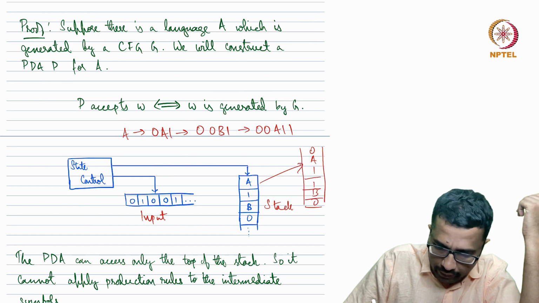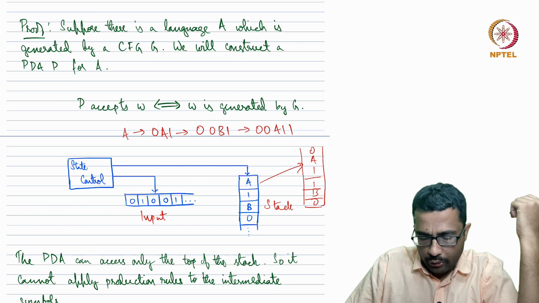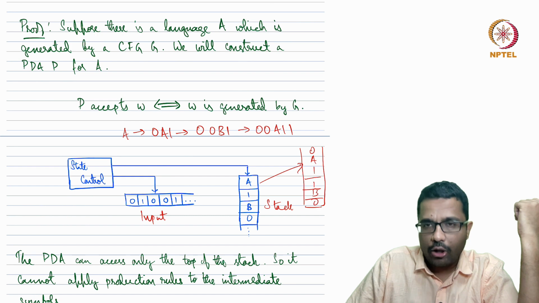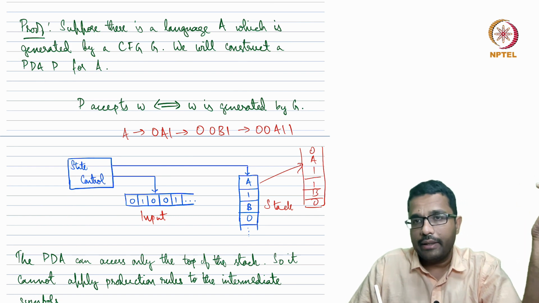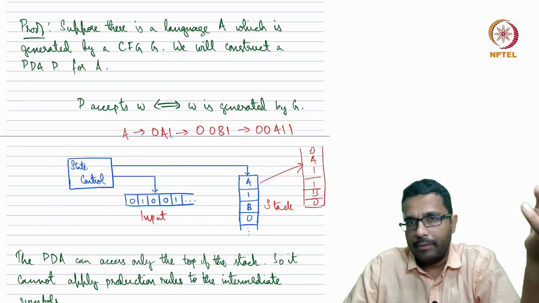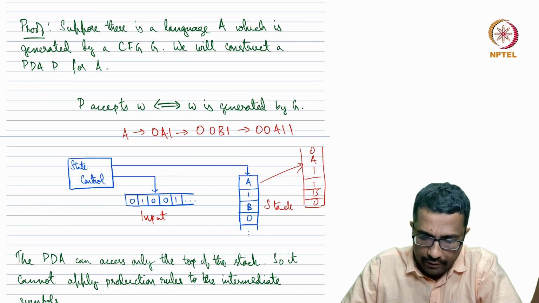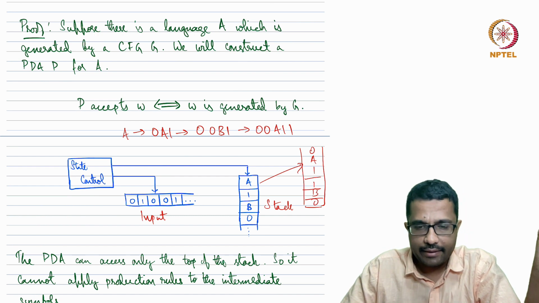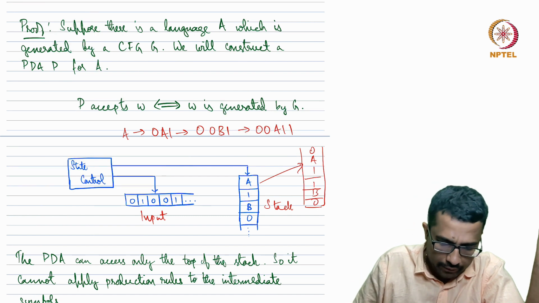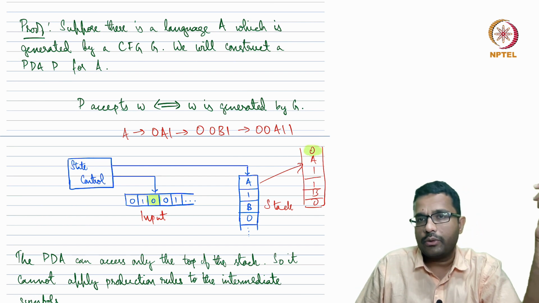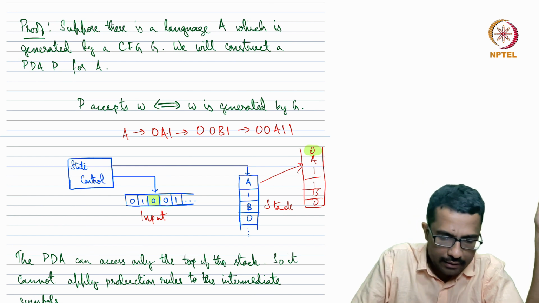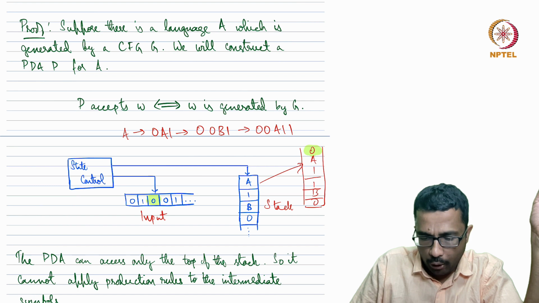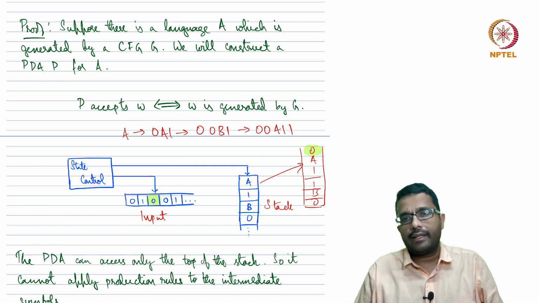Now when A is replaced by 0A1, you see that the top here is 0, not A, not a variable but a terminal. When the top is a terminal, you cannot replace it. So you check whether the next symbol of the input is the same as this. Here the next symbol of the input is a 0 and here also there is a 0. So you can match them off and proceed. You can move past the input symbol 0, and you can pop this 0 off.